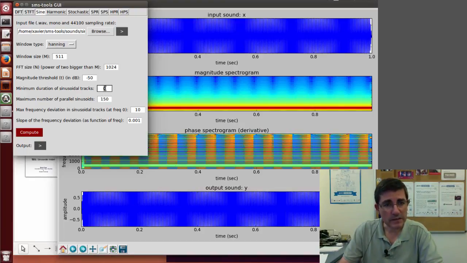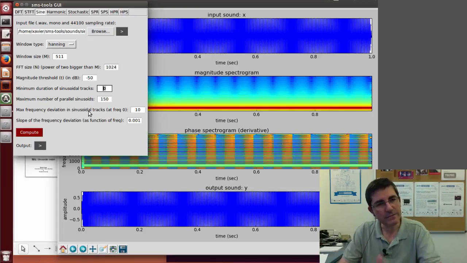For example, well, let's just put 0, so no restriction. We can restrict the maximum number of sinusoids, 150 is plenty. In fact, there is only one. And we can restrict the deviation from frame to frame in terms of how this track evolves. And here we have put 10 at the lowest frequency.